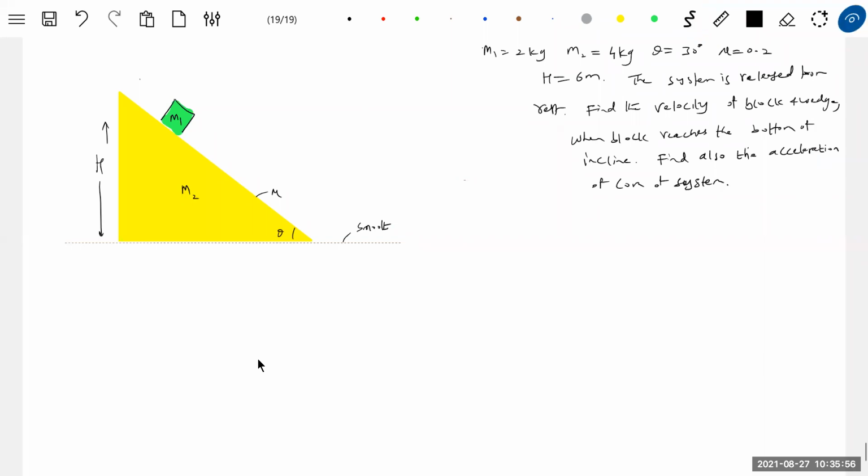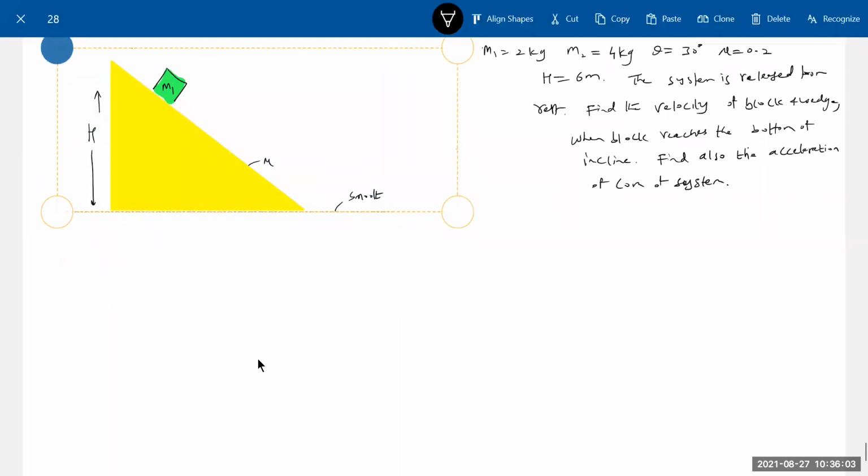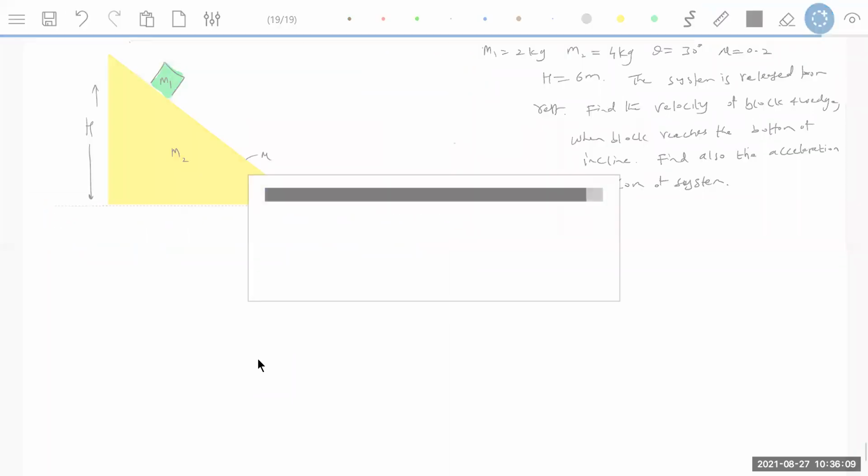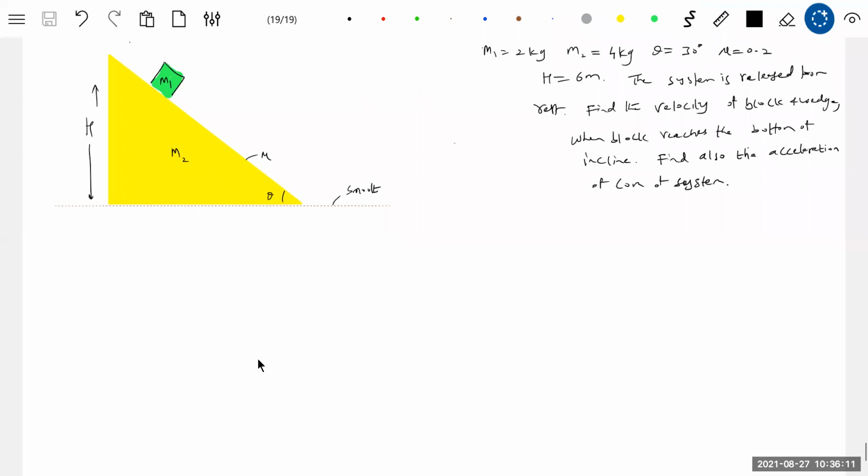Of this system, I think this will be a little challenging for students. But you have come across a similar problem in the laws of motion chapter. The only thing is that I have introduced friction here. So what are the various forces acting? First, m1 g sin theta. I think it's all about the free body diagram first.